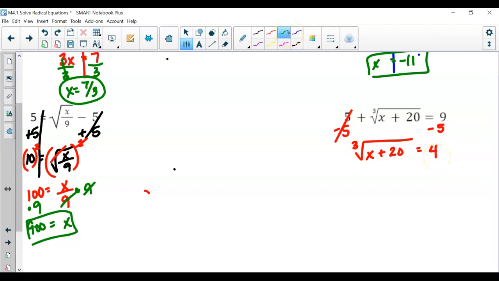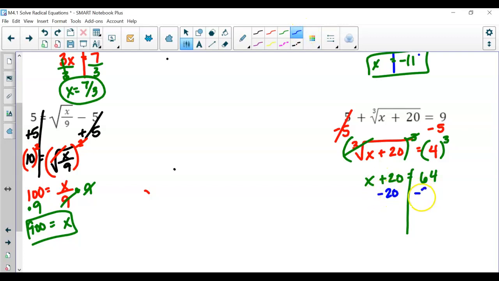So now here, what do we need to do to solve? Not raise to the second power, right? Raise to the third power to get rid of the cubed root. And x plus 20 is equal to 4 to the third power, which is 64. Now, to solve for x, we're going to subtract 20 from both sides, and x is equal to 44.